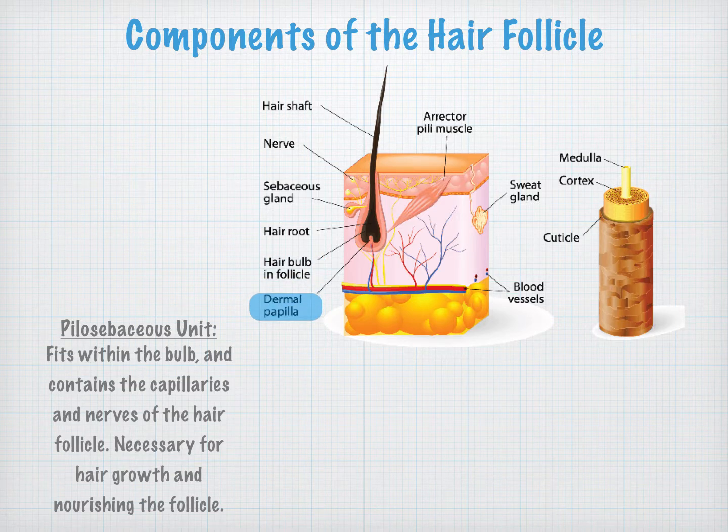Next, we have the papilla, which is located within the bulb. The papilla contains the capillaries and nerves of the follicle, so blood travels through this component to nourish the follicle with any nutrients, oxygen, or hormones that are needed.